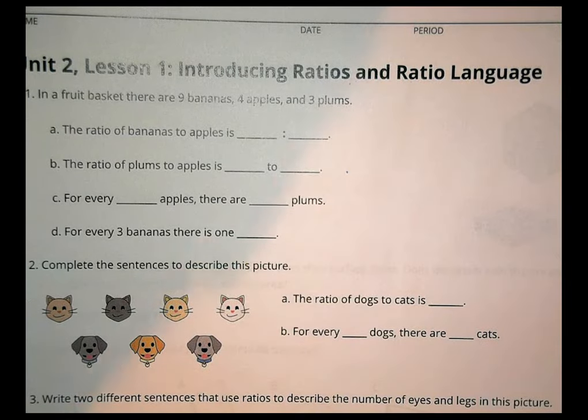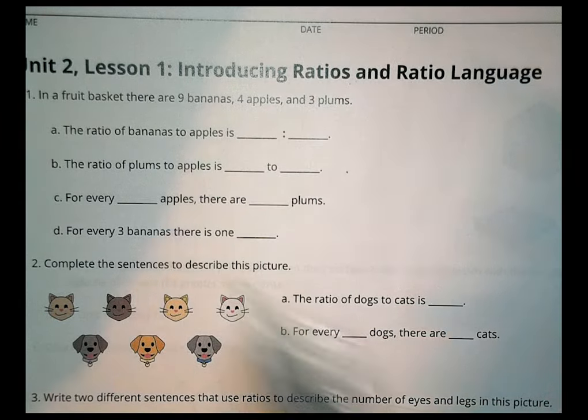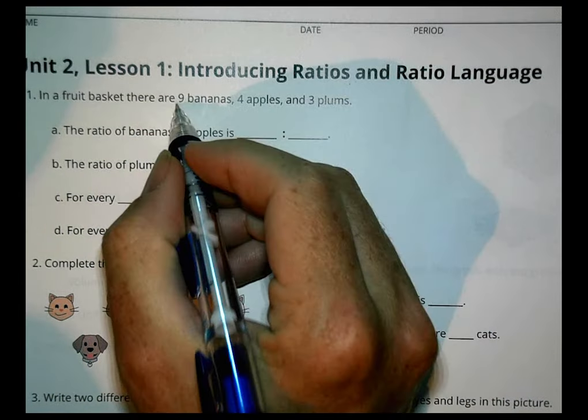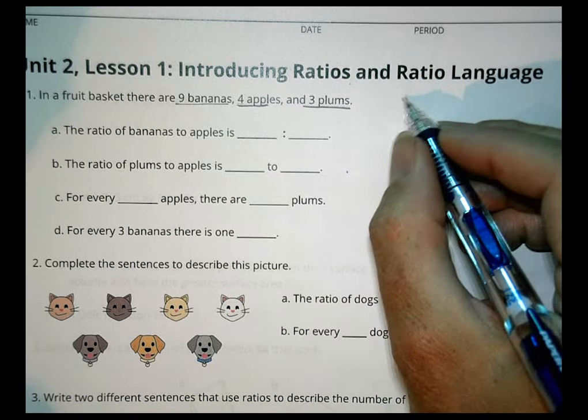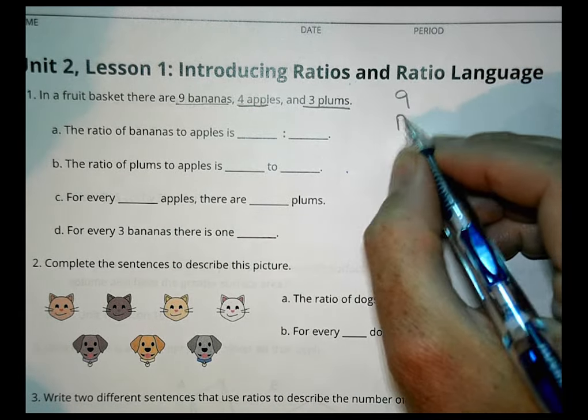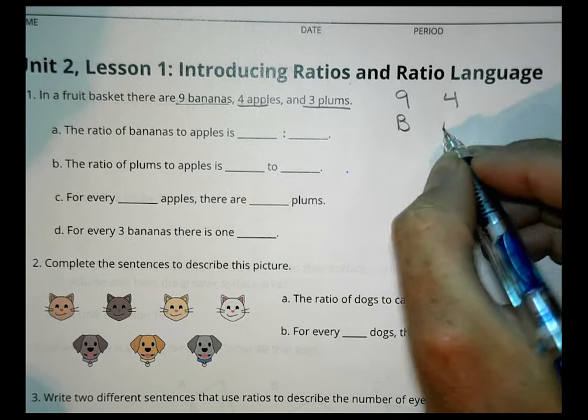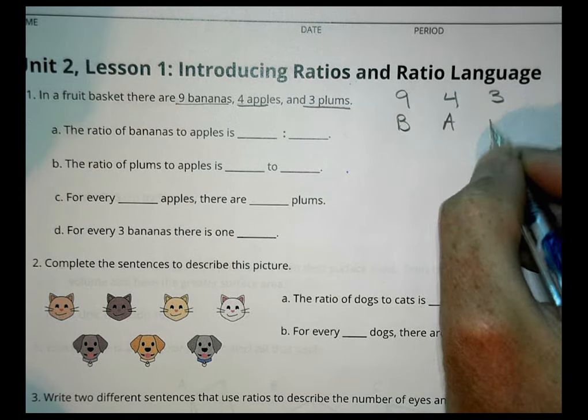Alright, here we are working on our homework for Math Grade 6, Unit 2, Lesson 1. It says in a fruit basket there are 9 bananas, 4 apples, and 3 plums. So let's just make a little note here. For bananas, we're 9. For apples, we're 4. And for plums, we are 3.